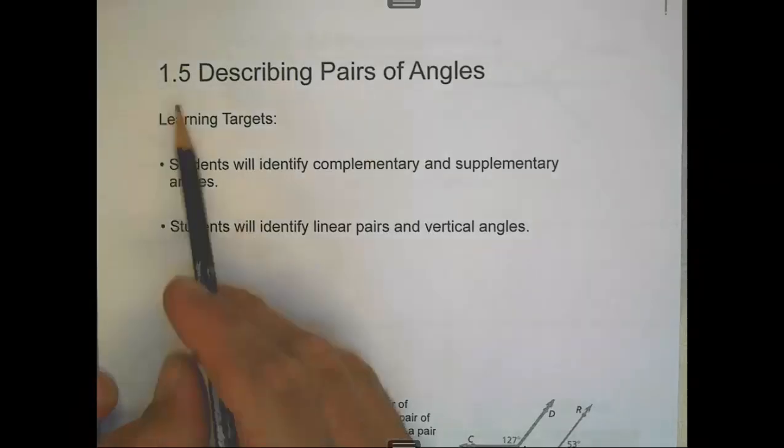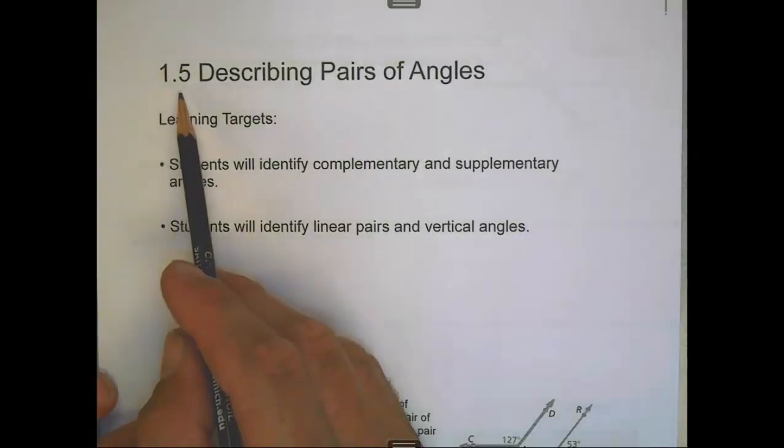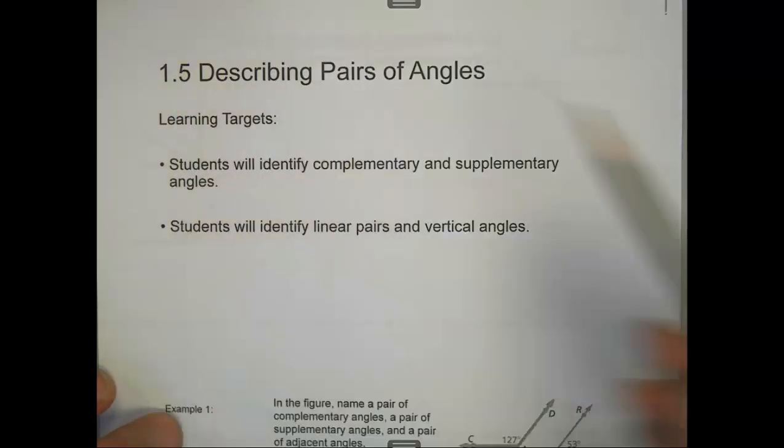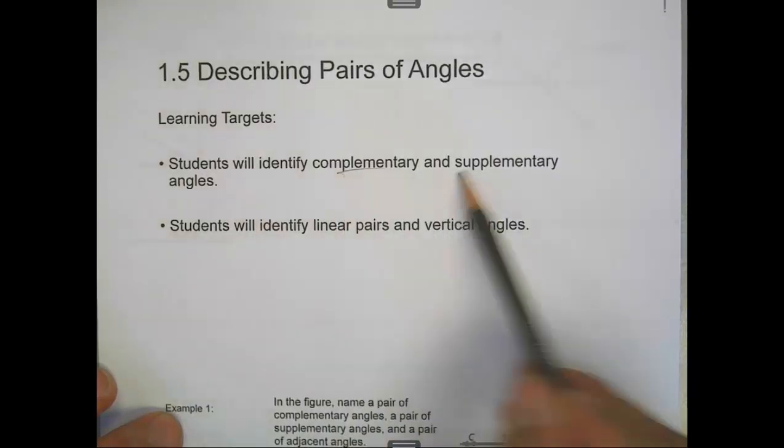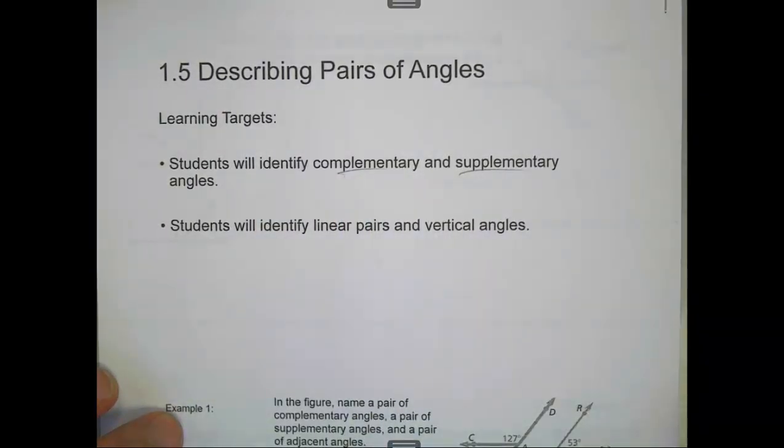Okay, geometry students, the last lesson we're going to cover in this unit is 1.5, describing pairs of angles. The learning targets: you're going to identify two words, complementary and supplementary, and you're also going to identify linear pairs and vertical angles.